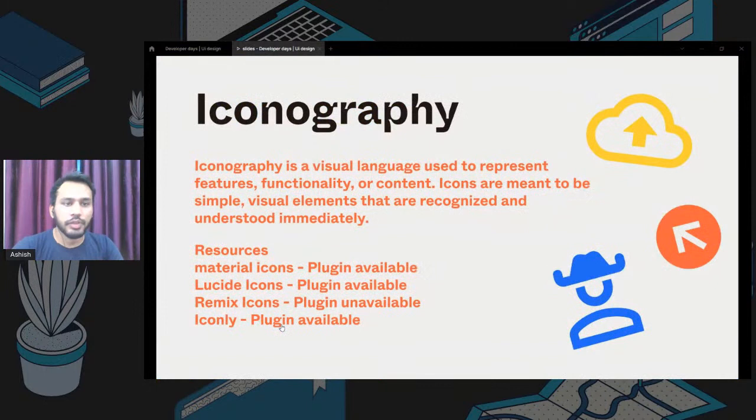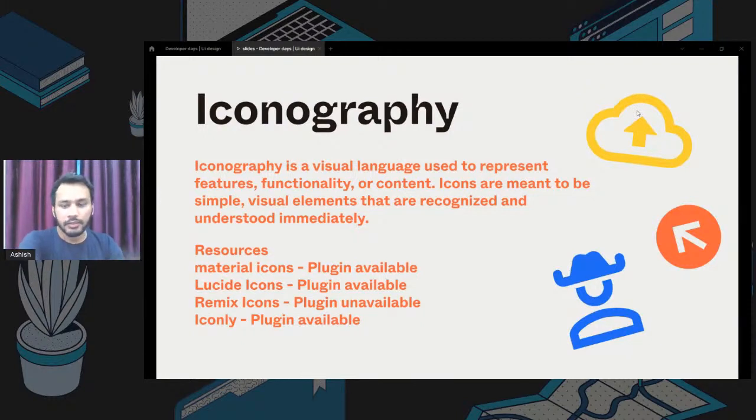Next one is iconography. Iconography, as you all know, is about icons, and iconography is the visual language to represent feature functionality or content. Icons are meant to be simple, visual elements that are recognized and understood immediately. Means the icon should be really, really simple. If you look at this icon, you can guess in a microsecond that this is a cowboy icon, and this is a back icon, and this is probably an upload to cloud kind of icon.